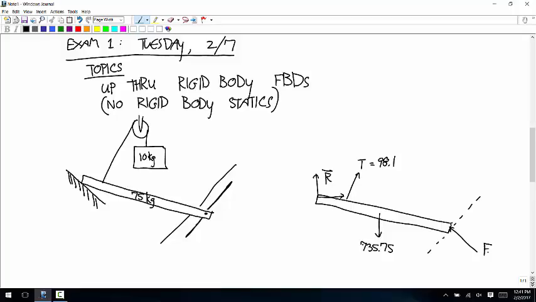Think about it like this. This is free to move this way, right? So it can't provide any component of force parallel to that slot. The only way it can apply a force is perpendicular to that slot. Anything that's not perpendicular to the slot would have some component that's parallel, and we know that slot can't provide a component parallel.